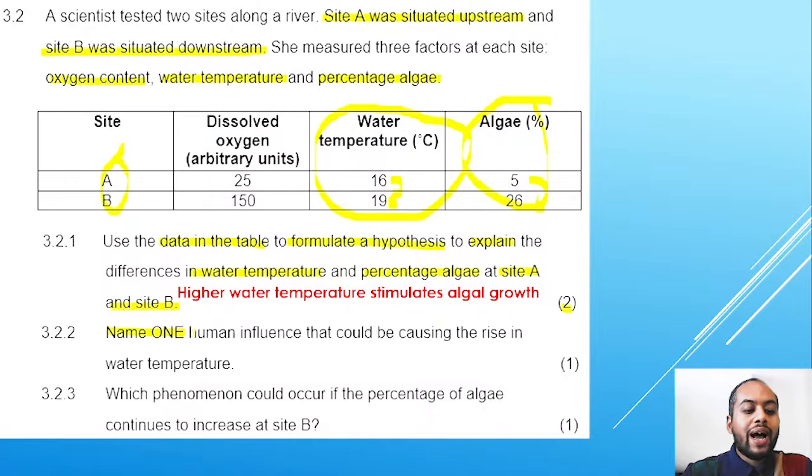3.2.2 says name 1 human influence that could be causing the rise in water temperature. What could possibly be causing the temperature in the water to rise? Humans are constantly engaging in certain types of activities, especially when they're working in factories. They will pollute the environment with a certain type of pollution referred to as thermal pollution. You could also say pollution from the industry.